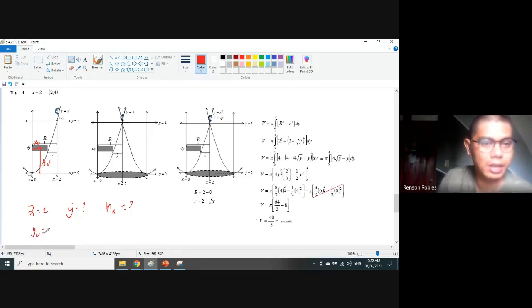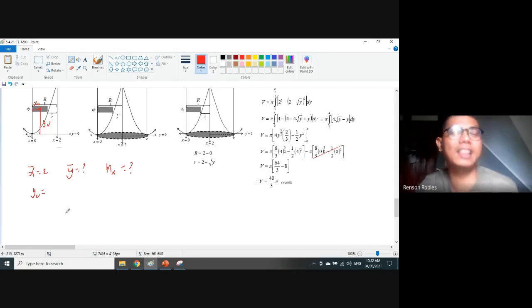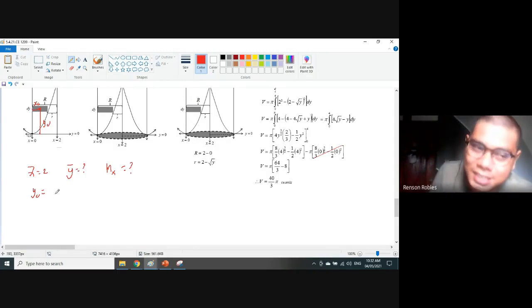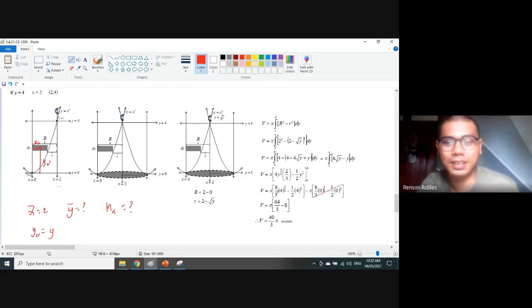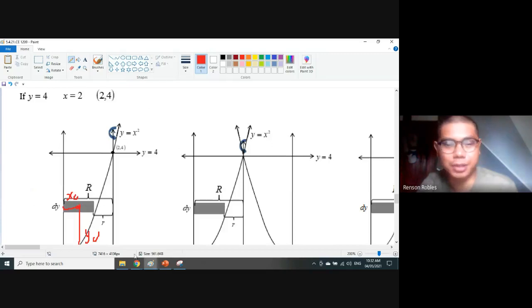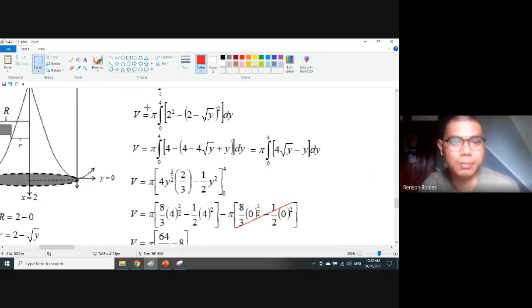So, okay, try to figure it out. The element chosen is horizontal. YC is? Y, po. That's it. All right. And then, let me just get this part of the volume. And then we will make this our moment.